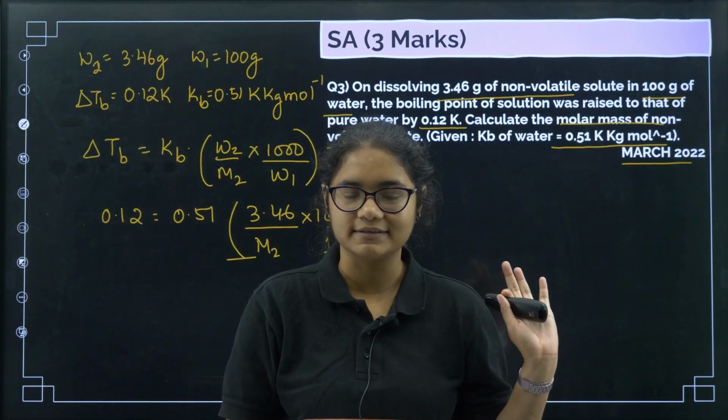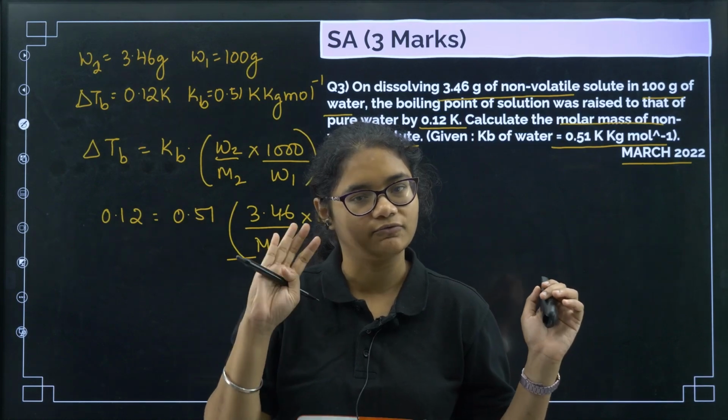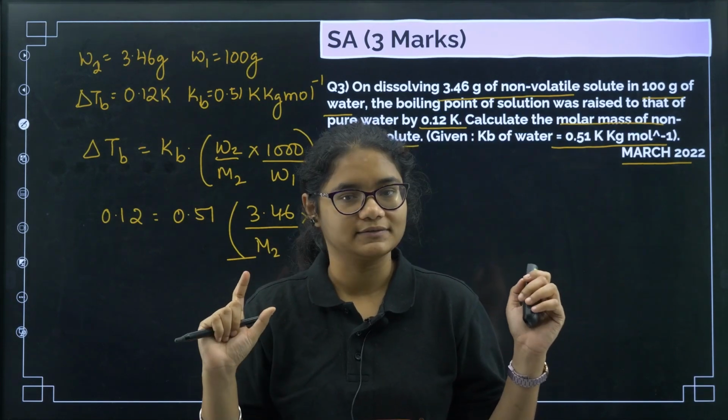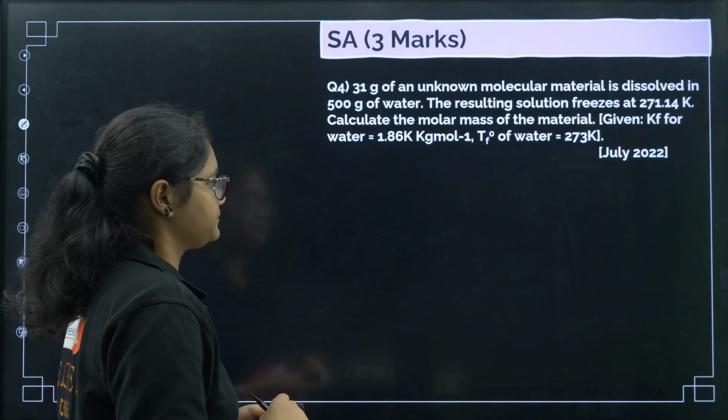Clear, students? Are you getting these questions? Very easy, just you need to know 4 colligative properties formulas. Okay, now let us see the next question.